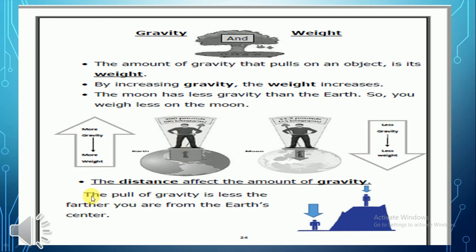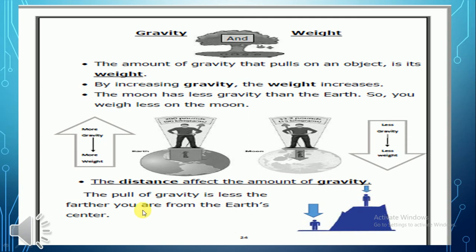Okay, so the distance affects the amount of gravity. How, teacher? I'm gonna tell you. If you go up high, like a mountain, what will happen? The gravity there will be less. Why? Because you are farther from the center of the Earth. But this man standing on the land is much closer to the center of the Earth. Here you're gonna find gravity is more, but high up, it's low.